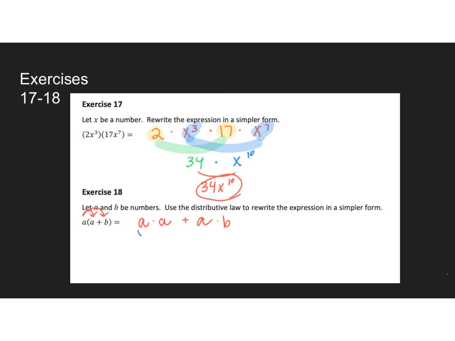And we should know that A times A is the same as saying A squared. And then A times B, we can't combine those, but we can just write it as AB. The reason why we can't combine any more is because these are being added together. They're not being multiplied. So that is as simple as we can get: A squared plus AB. All right, let's move on to the next screen.